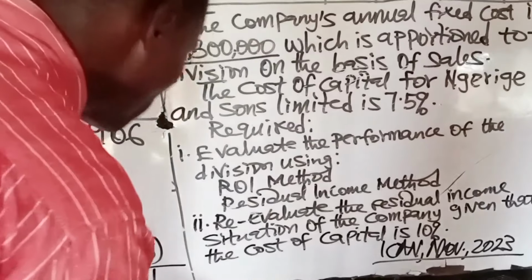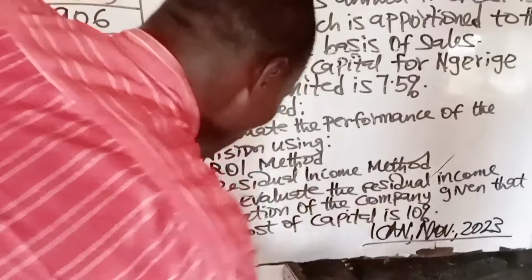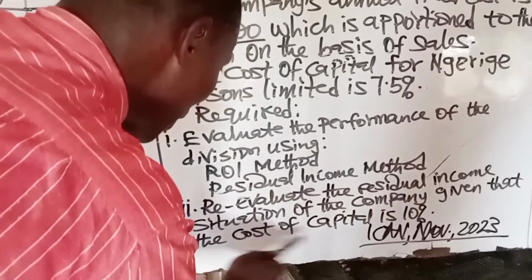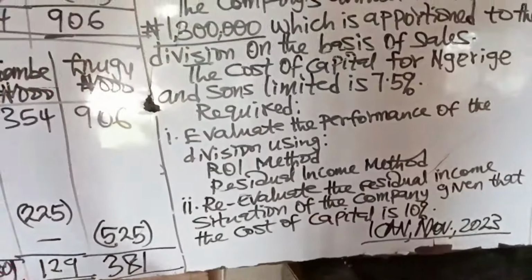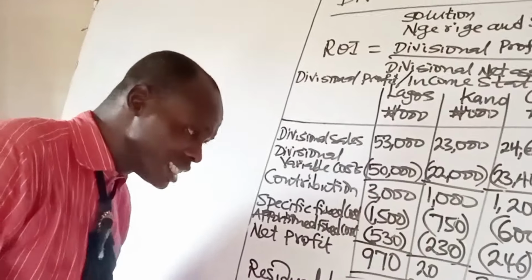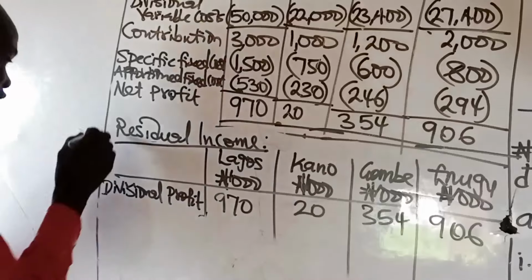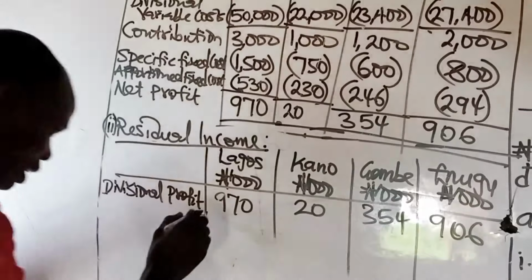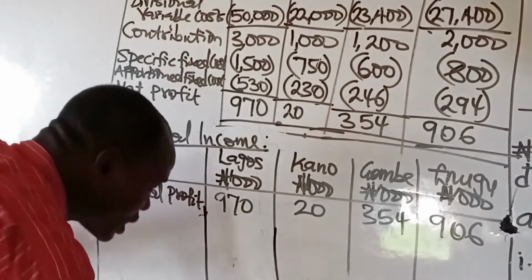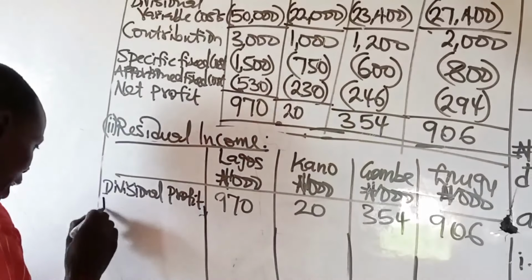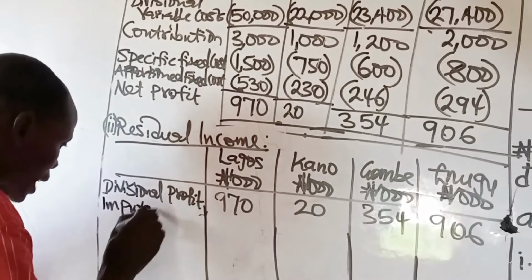Roman figure 2. Reevaluate the residual income situation of the company given that the cost of capital is 10%. If the cost of capital is 10%, you want to recalculate the residual income. Now you are given the cost of capital to be 10%, and residual income is divisional profit less imputed interest.